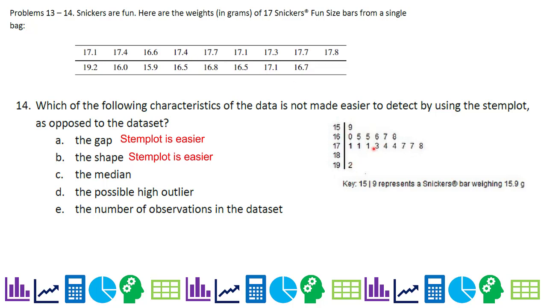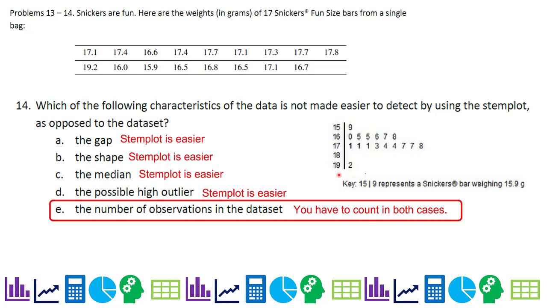The median is probably easier to spot here too, because it's already in order, and you can just kind of divide it roughly in half. I'm pretty sure the median's right about there. Possible high outlier is definitely easier to spot. Could you spot it in the data set? Sure, but you have to go through and compare and make sure that's the highest value, whereas it's pretty obvious right there. The number of observations you have to count in both cases. So this is the one that is not made easier by using the stem plot. Remember, when they say not easier, you've got to write down your answers so you can make sure you get the right one.